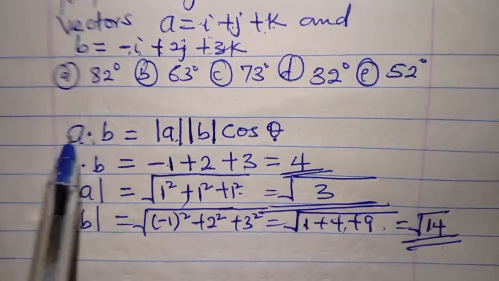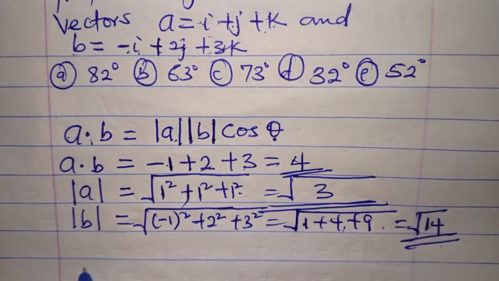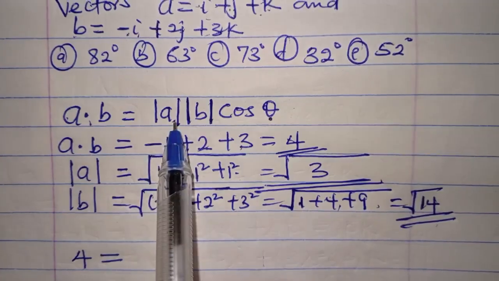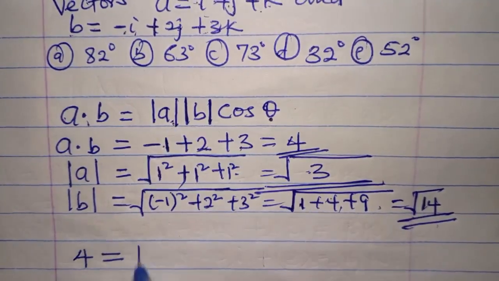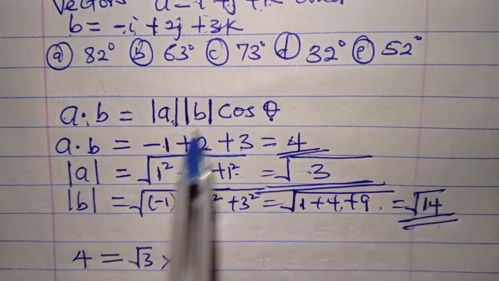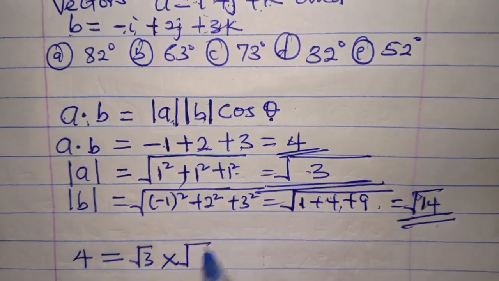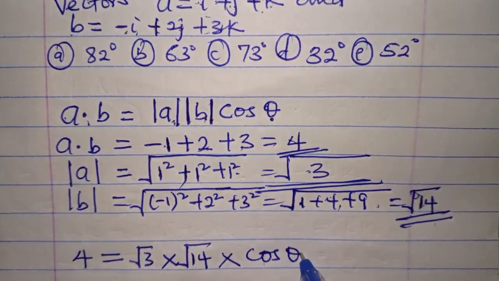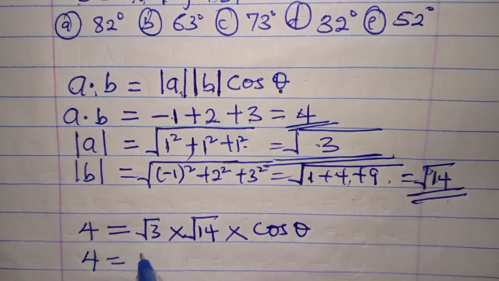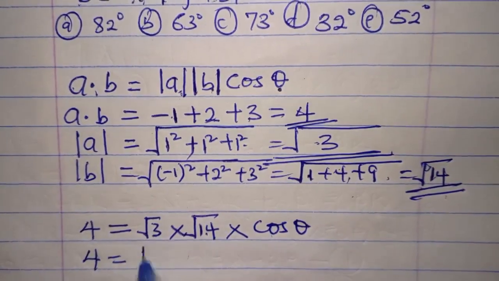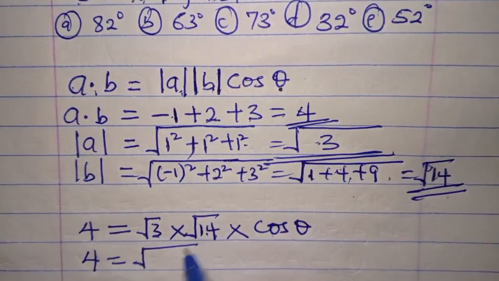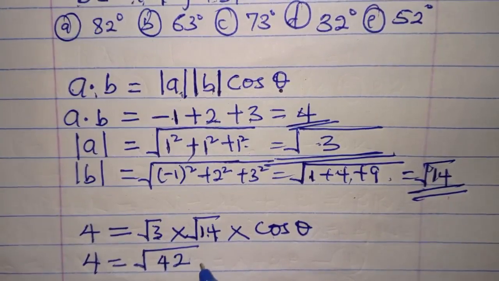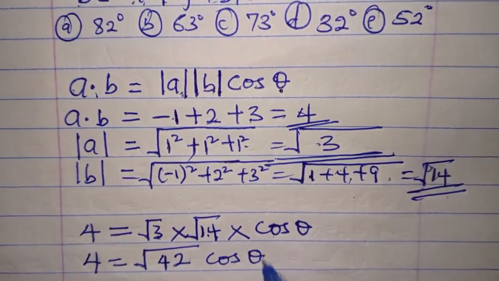A dot B is 4, right? So 4 is equal to the modulus of A, which is root 3, times the modulus of B, root 14, times cos theta. We have 4 equal to root 3 times root 14. That is the square root of 3 times 14: 3 times 4 is 12, take away 1, 3 times 1 is 3 plus that one is 4. So we have root 42 cos theta.